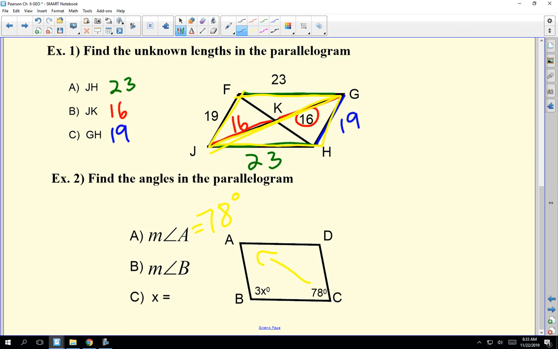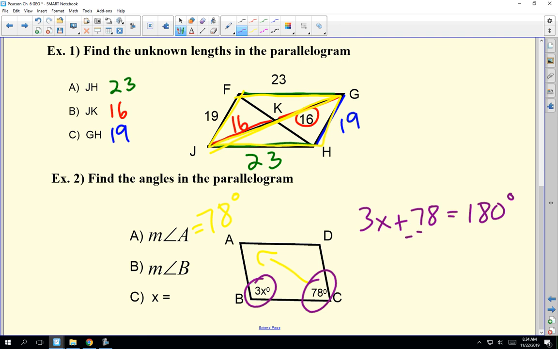And angle B, there are a couple of different ways you could go about getting angle B. If you could figure out angle D, you could set angle B equal to angle D. There was a fourth theorem in there at the very bottom that said consecutive angles are always supplementary in a parallelogram. So we're going to use that one. It's a little more direct. So 3x plus 78 has to equal 180 degrees, and then solve that for x.